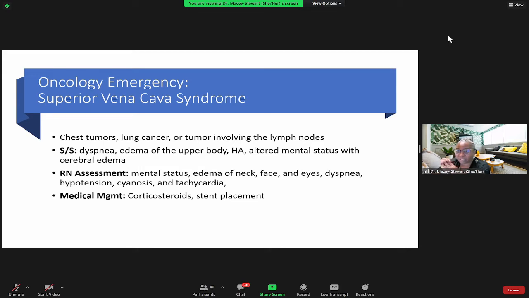They'll become tachycardic because their heart is working harder to get all that fluid out. So sometimes I have to go in and put a cardiac stent in for these patients while they're getting chemotherapy treatment. And again, steroids.